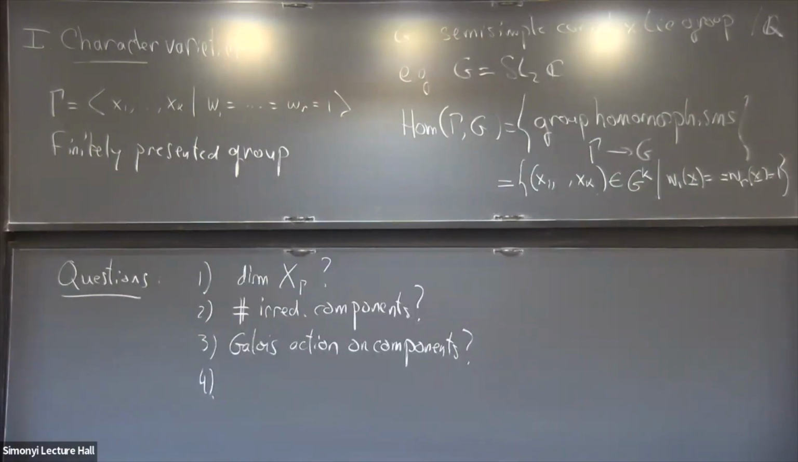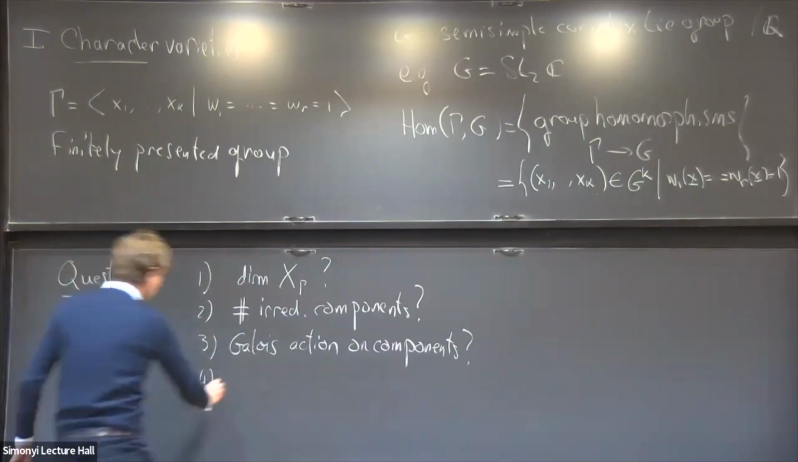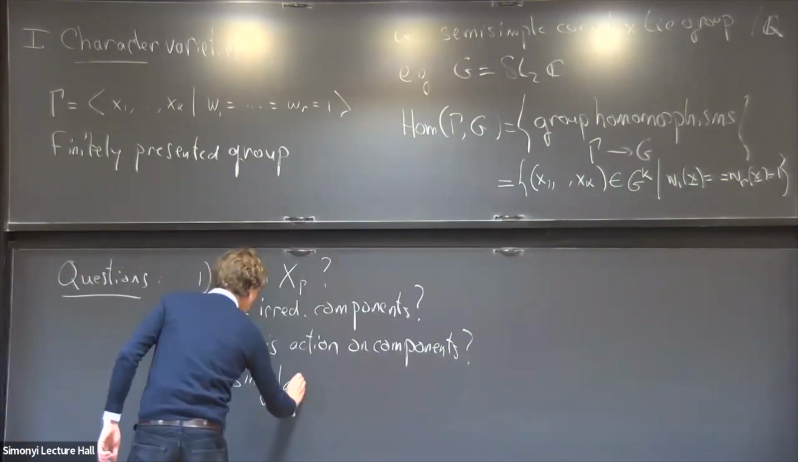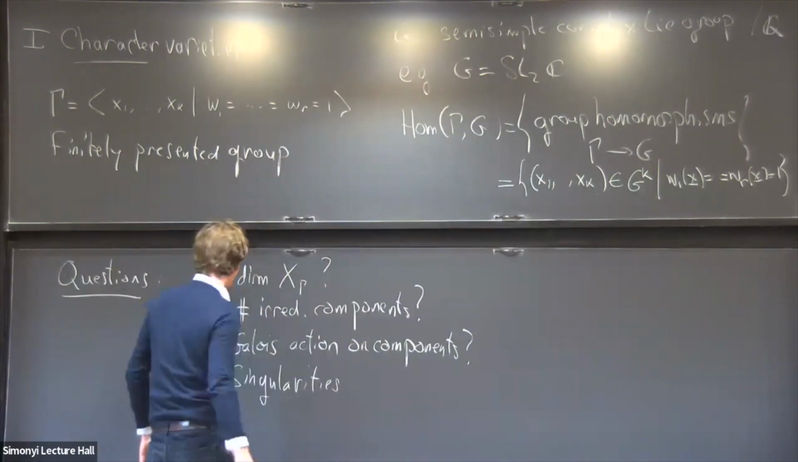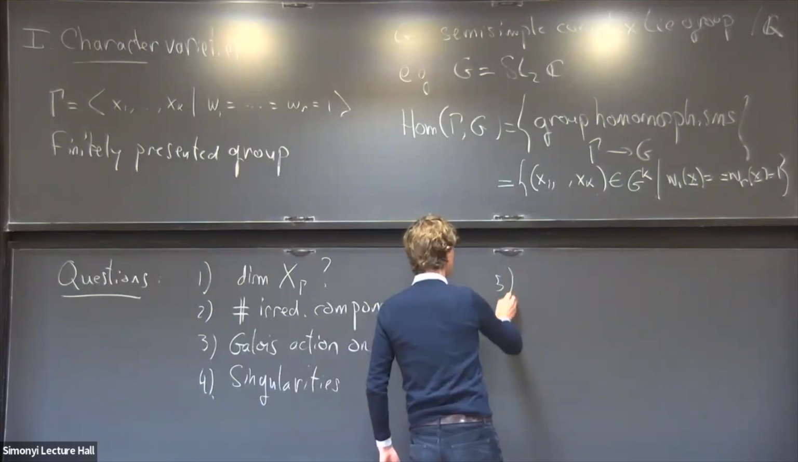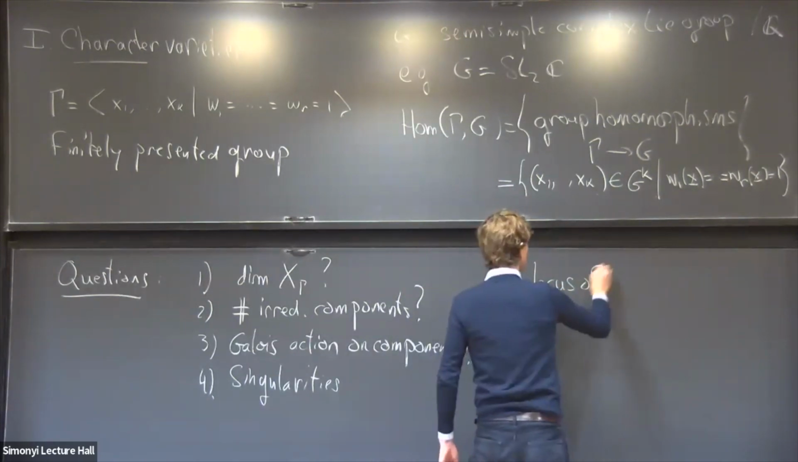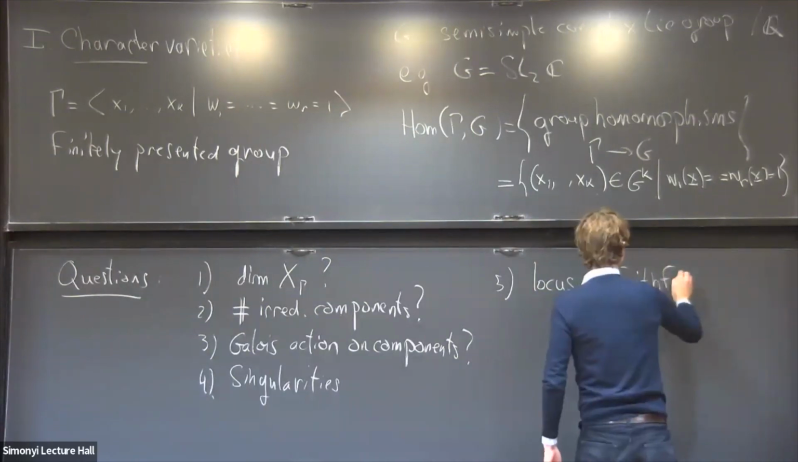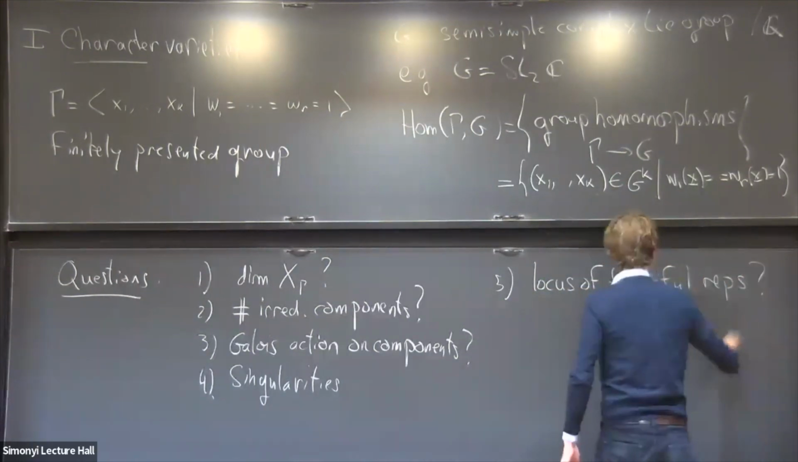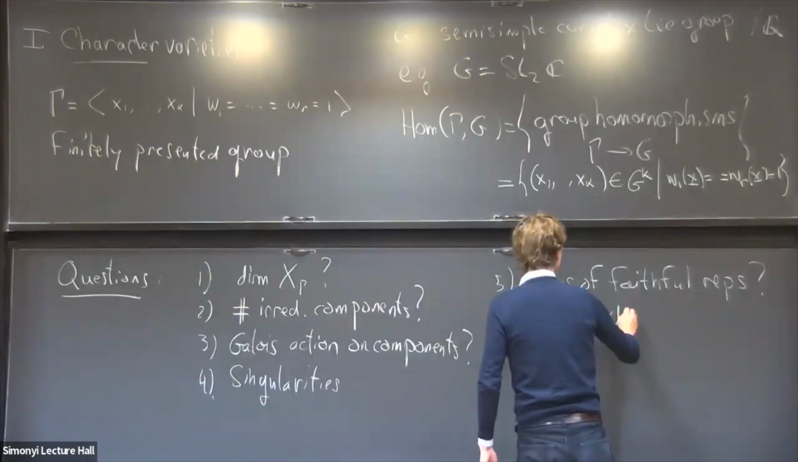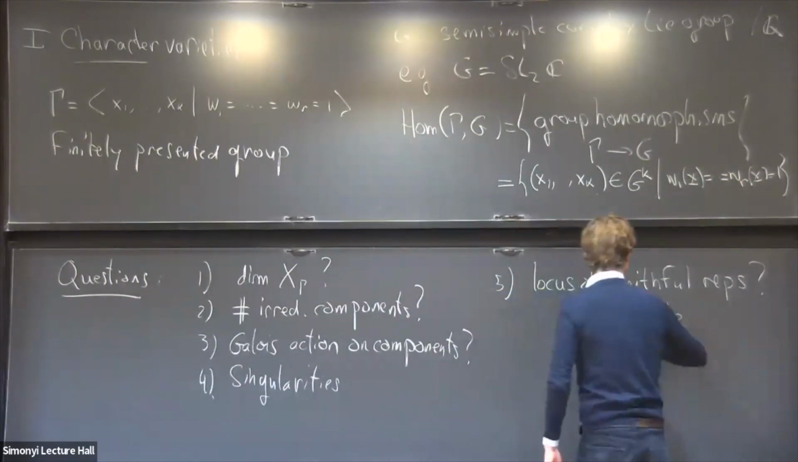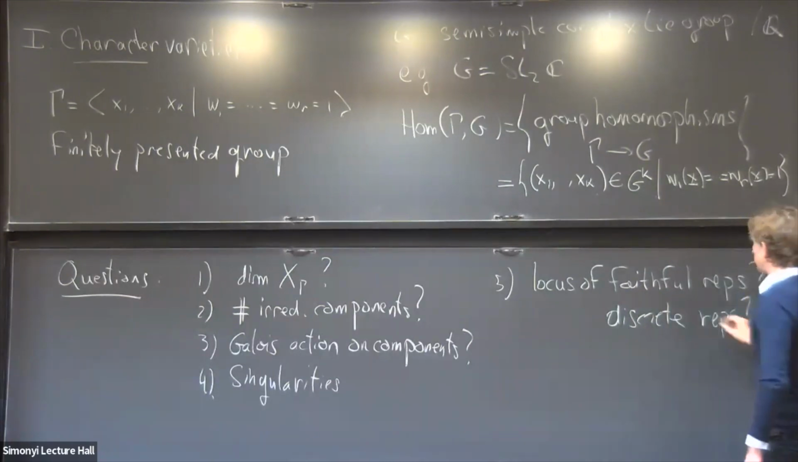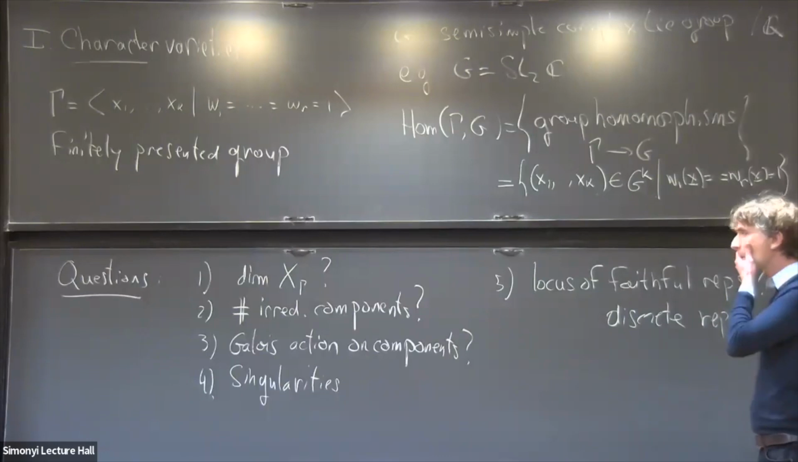And there are many other interesting questions you can ask about singularities. You can ask what is the locus of faithful representations. How about discrete representations, discrete image? Faithful means that there is no kernel. Sometimes you're talking of the algebraic closure, sometimes you're talking of some topology, as with discrete.